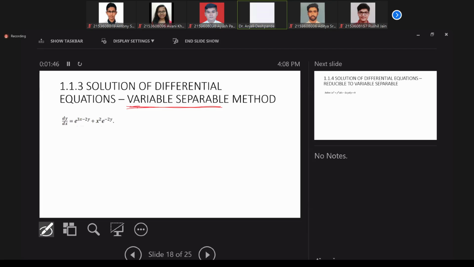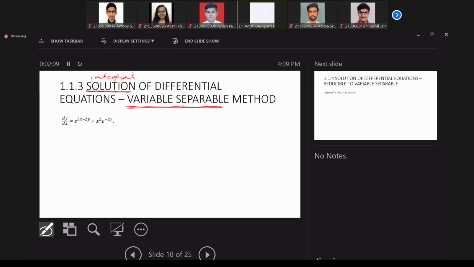Okay, now see. When we say variable separable, what is the meaning of this? We are going to separate the variables, then we are going to integrate, and then we are going to get the solution. Remember one thing: whenever we are saying solution, I told you at that time in the definition what it means. It means integral only. Remember, solution is the integral of that particular differential equation.